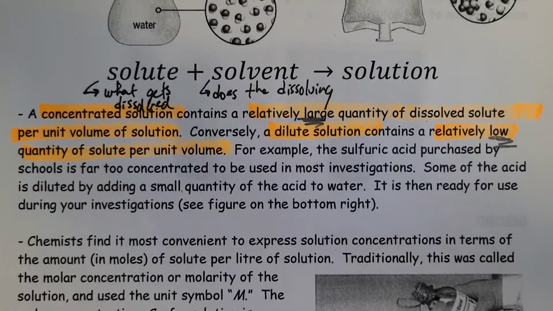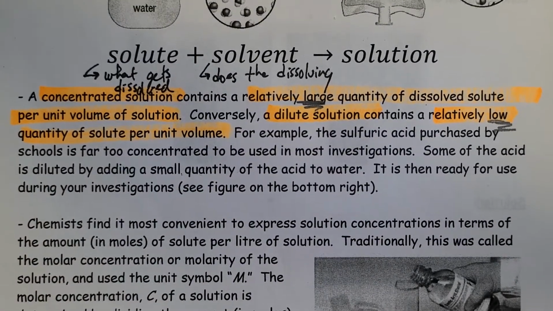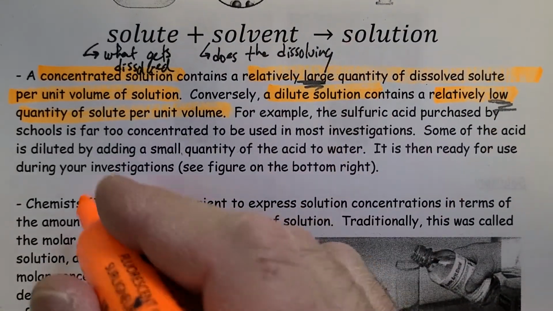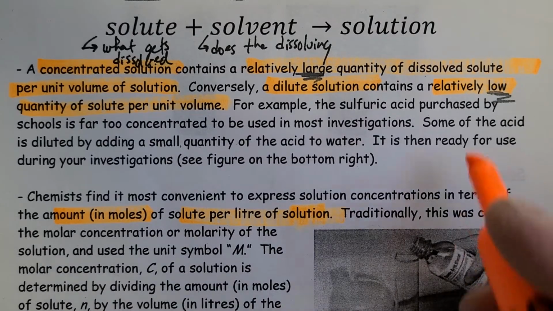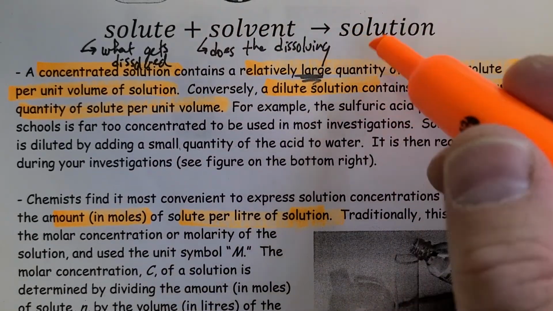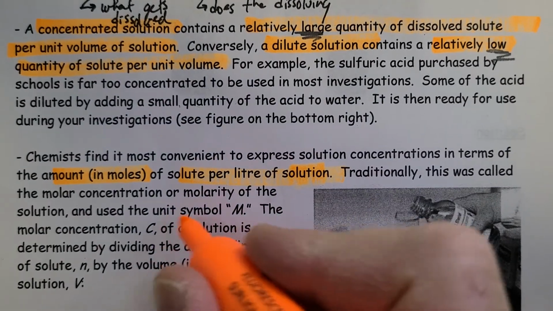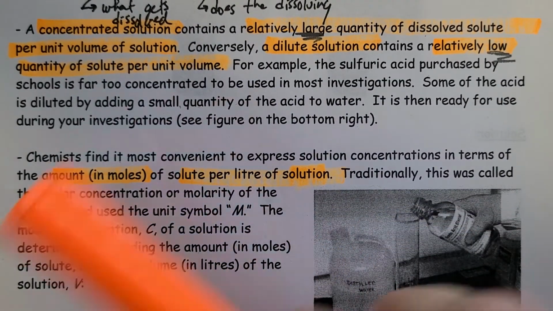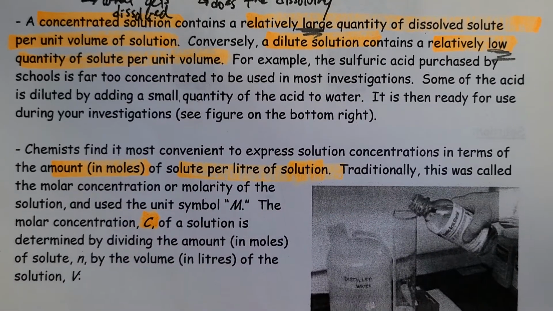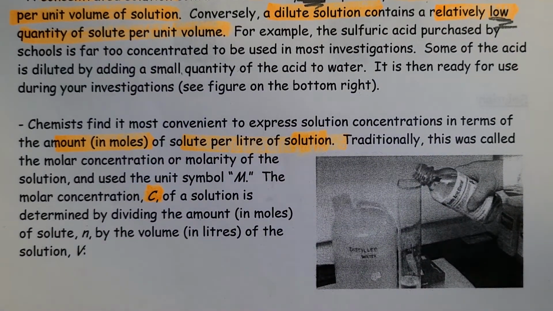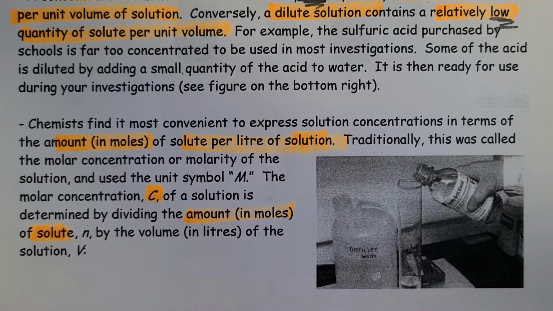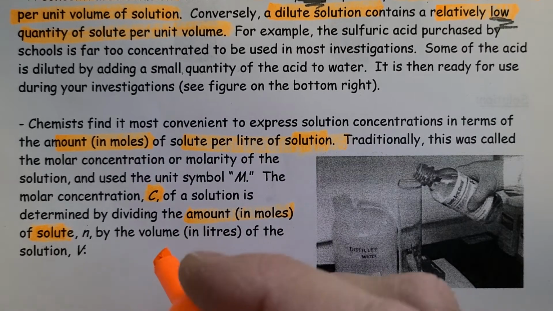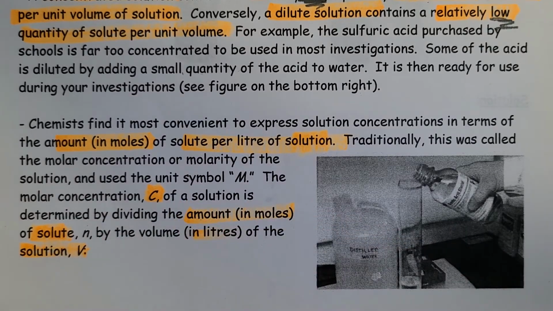Chemists find it most convenient to express solution concentration in terms of moles, which is an amount per liter solution. So solution, not solvent, the whole thing. Traditionally, this is called molar concentration or molarity of a solution and used the symbol big M, but we refer to it now as big C for molar concentration. It's determined by dividing the amount in moles, so of solute, the solute amount in moles divided by the solution amount in liters.